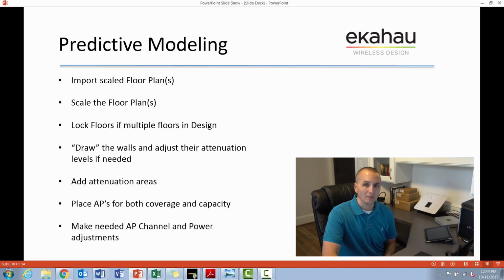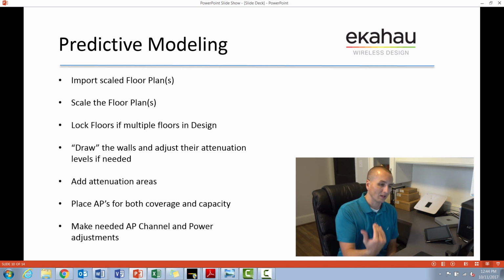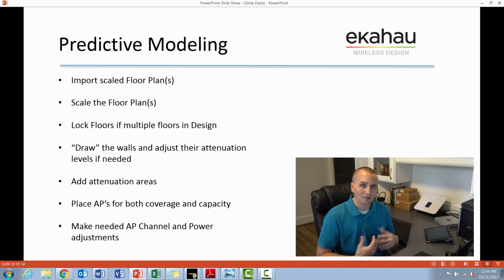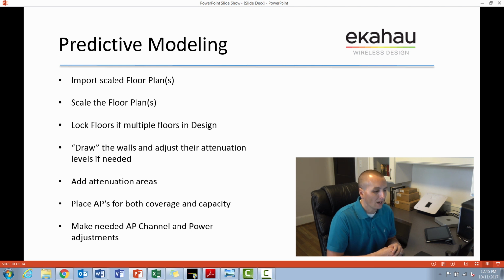So now we're going to start talking about some predictive modeling, and this is where we're going to bring in some of the Ekahau concepts. We'll shoot over to Ekahau, and I'll bring up the design I did for the church and show you the different layers as we're talking about this. So let me just update my notes here.